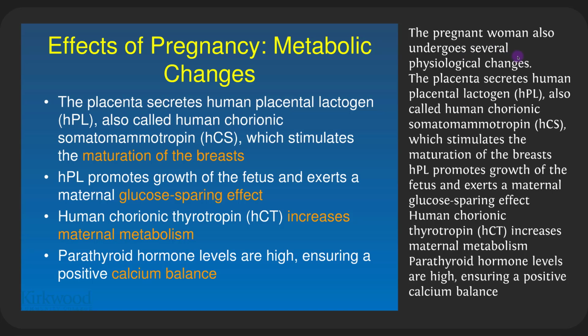A pregnant woman also undergoes several physiological changes. The placenta secretes human placental lactogen, which basically helps with the production of milk. HPL promotes growth of the fetus and exerts a maternal glucose-sparing effect too. So the mother doesn't use the glucose, it's spared for the baby. Human chorionic thyrotropin increases maternal metabolism. Parathyroid hormone levels are high, ensuring a positive calcium feedback.